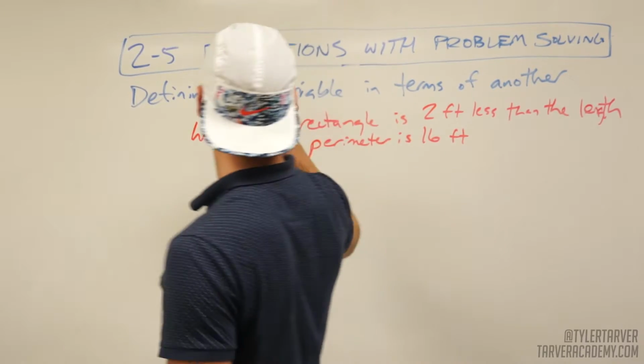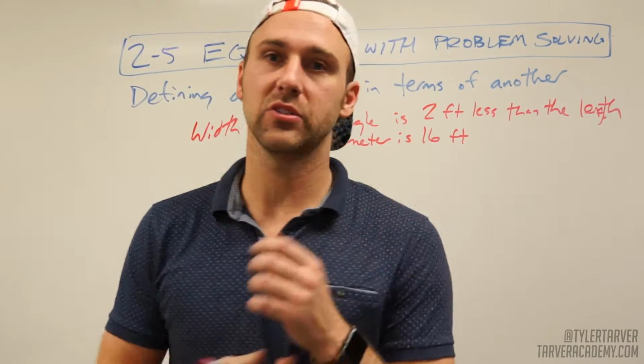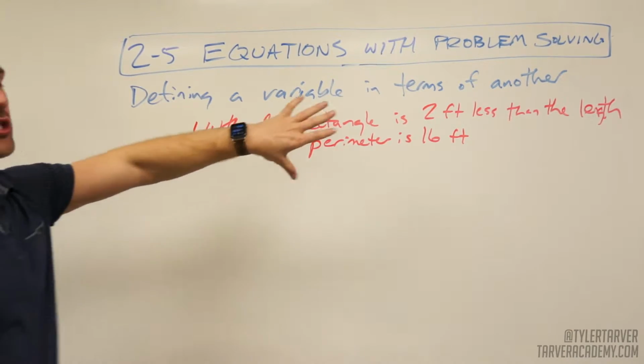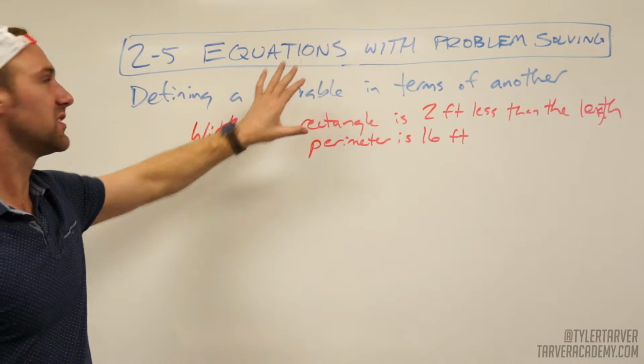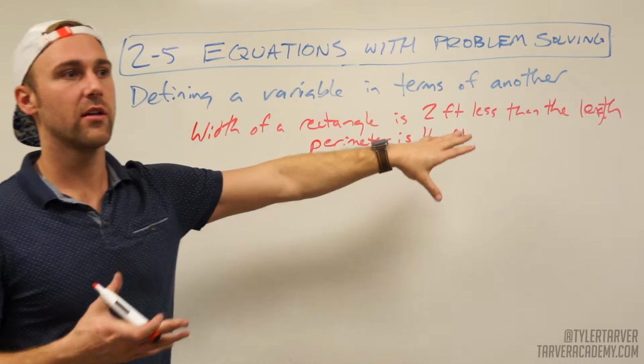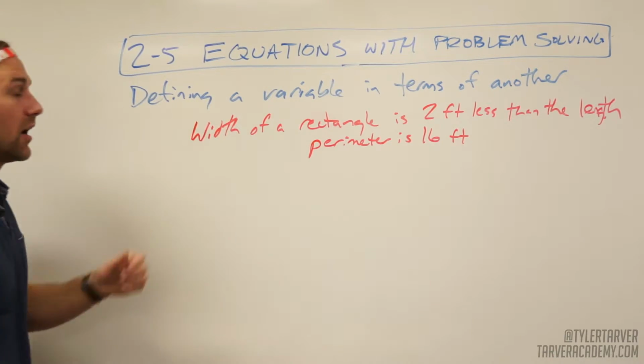So I want to hit you with equations with problem solving. So we're going to work on solving equations, problem solving. So let's look at our first thing. We want to define a variable in terms of another. And that sounds complicated, but it's not. It means that you're finding one variable based on the identification of something else. Okay? So let's look at an example problem.